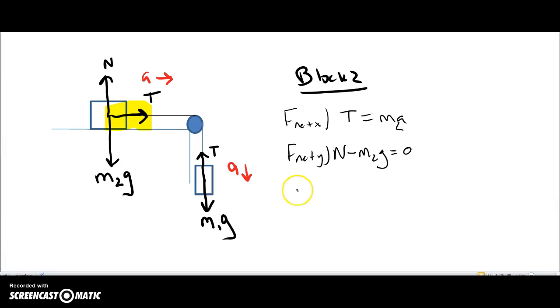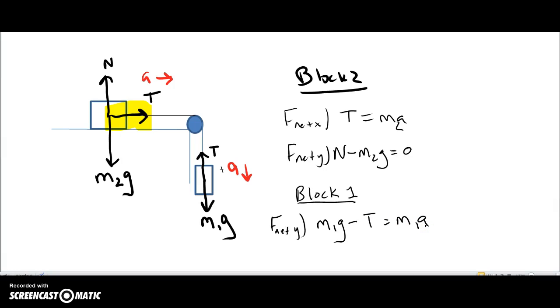We're going to come to block 1 now. If we take a look at the direction of acceleration, I am going to call that direction positive. So when I write my F net Y, there is no F net X, I am going to write it in terms of down being positive. So M1G minus tension equals M1A.